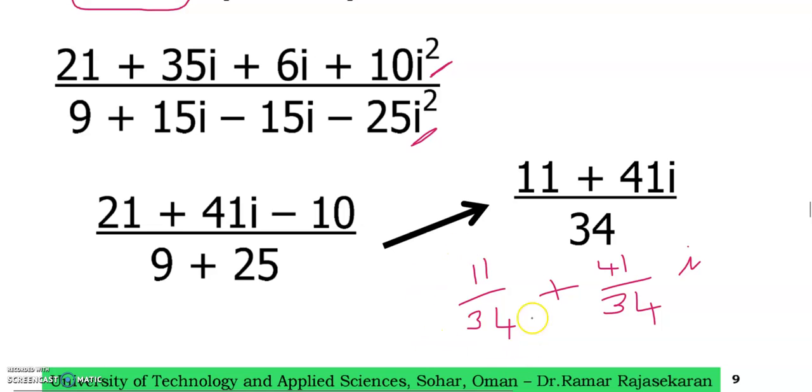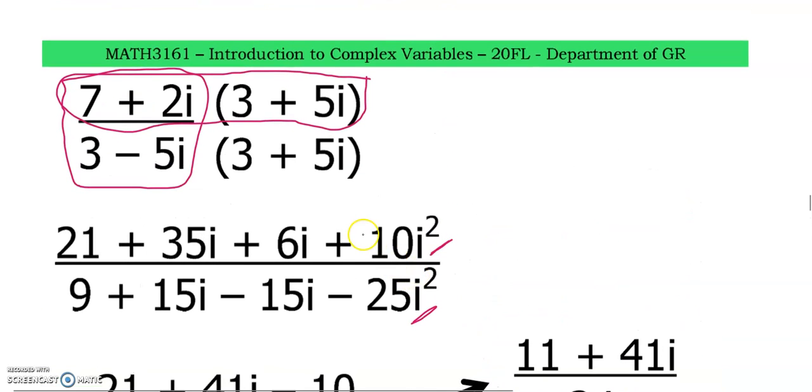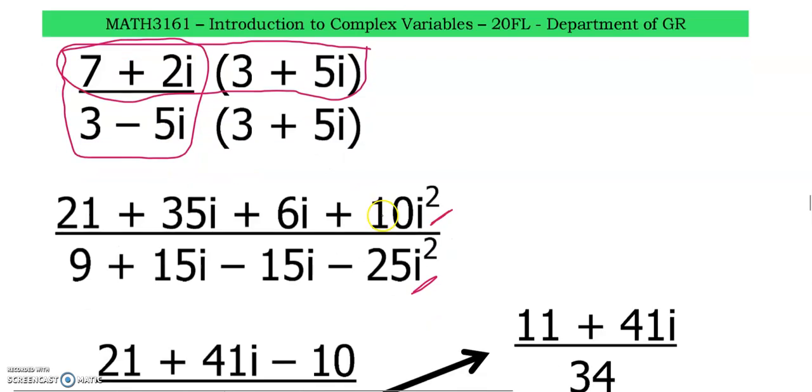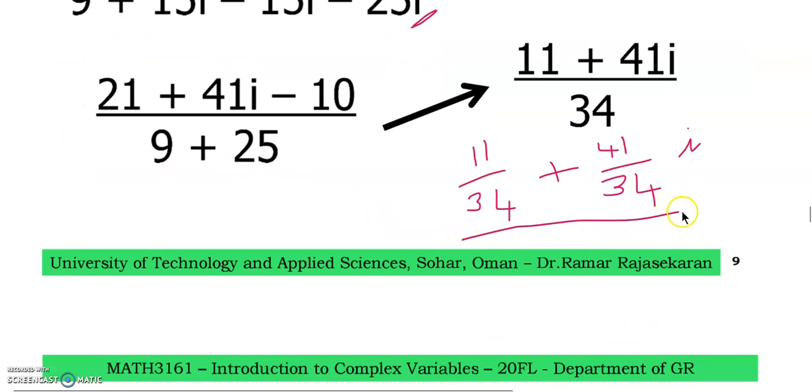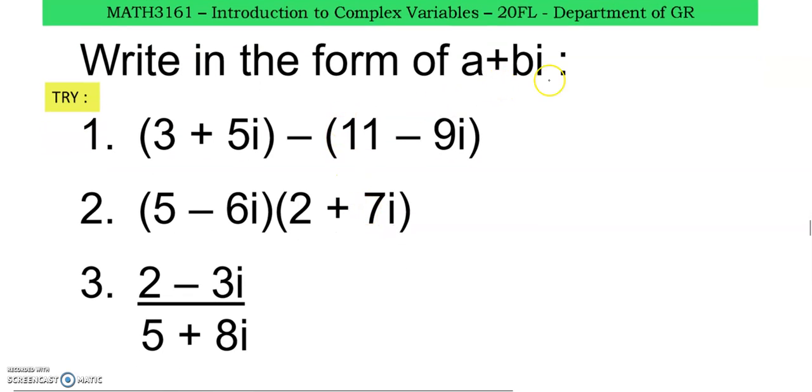This is the real part, 11 by 34. This is the imaginary part b, that is 41 by 34. So this is the division. This is the value of the division of 7 plus 2i divided by 3 minus 5i. This is the final answer. Now write it in the form of a plus bi.